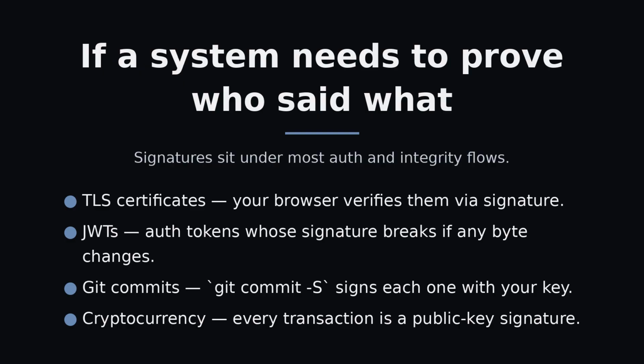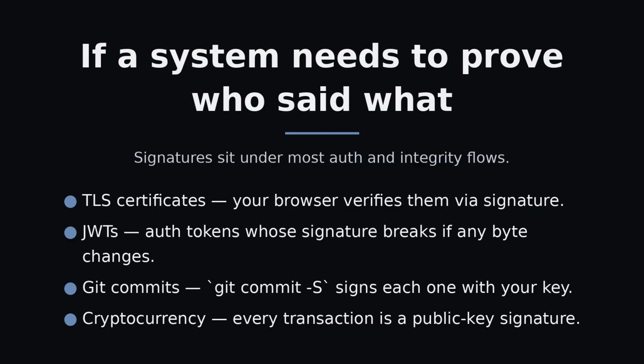Software signing is just one use. TLS certificates, which we'll cover next episode, are essentially signatures from a trusted authority asserting that a specific public key belongs to a specific website. JSON Web Tokens, the JWTs that authenticate billions of API requests every day, are hashes plus signatures. Change 1 byte and validation breaks.